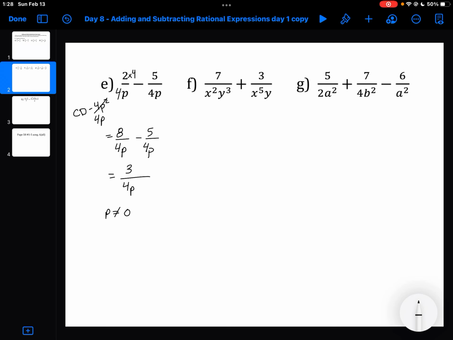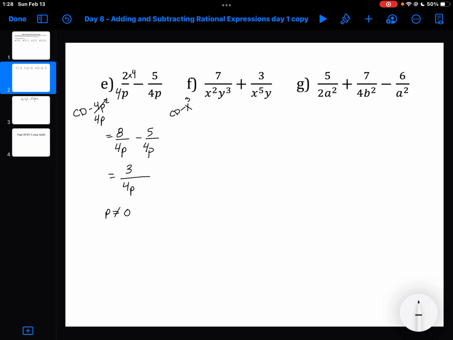Example F here is a little bit more exciting because I've got more than one variable on the bottom. So I'm going to look at my common denominators. The first thing I'm going to look at is how can I make the x's the same. The exponent on my second denominator is 5, and the exponent on my first denominator is 2. So I know that if I multiplied my first fraction by x cubed, that would change my exponent on the x in the denominator to an x to the 5.